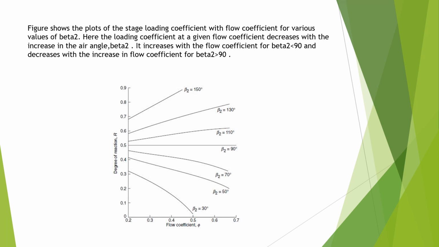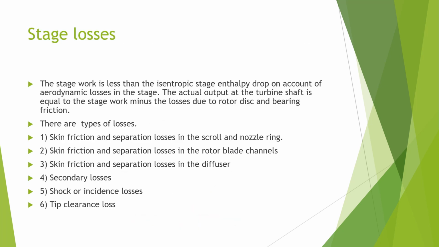There is a chart which shows the variation of degree of reaction with respect to flow coefficient. The figure shows the plot of the stage loading coefficient with flow coefficient for various values of beta 2. Here the loading coefficient at a given flow coefficient decreases with the increase in air angle beta 2. It increases with the flow coefficient for beta 2 less than 90 and decreases with the increase in flow coefficient for beta 2 greater than 90.